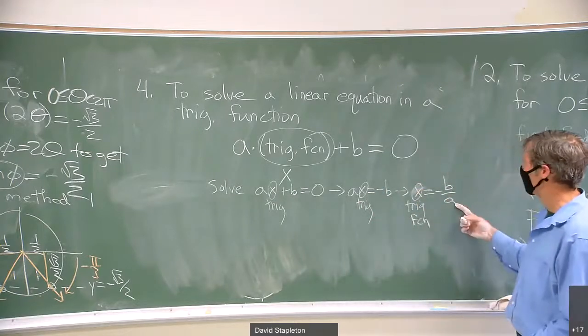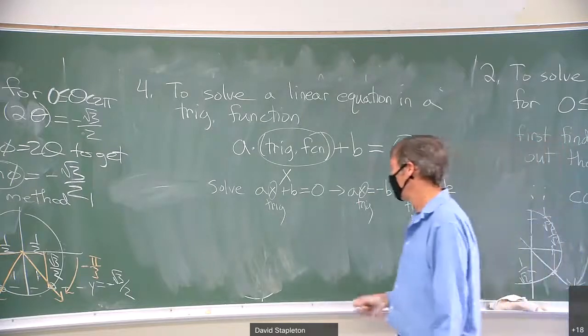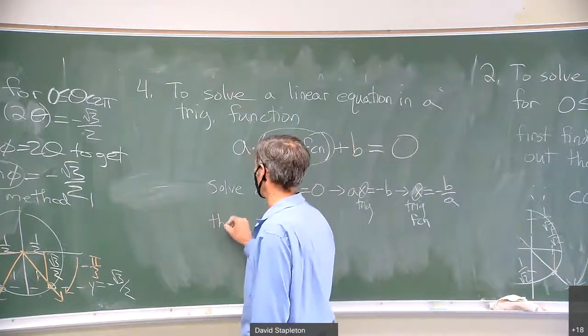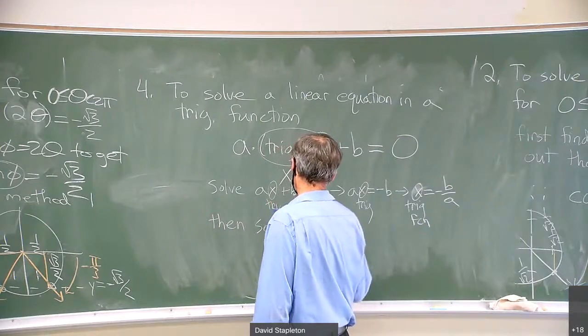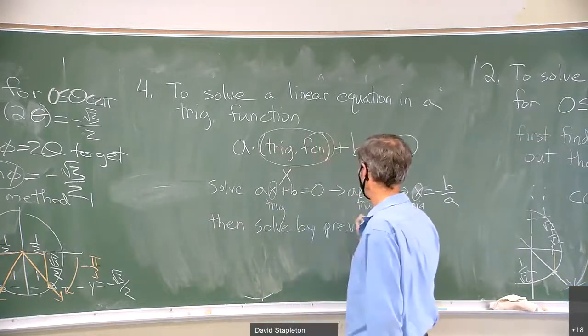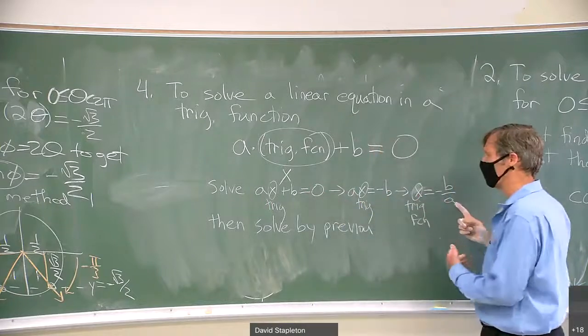That's all you do. Now it's trig function equal a number, you go to step 1, right? So then solve by previous method. It'll be one of your first 3 cases. So if you got a linear equation, trig function, you turn it into trig function equal a number. That's the point.